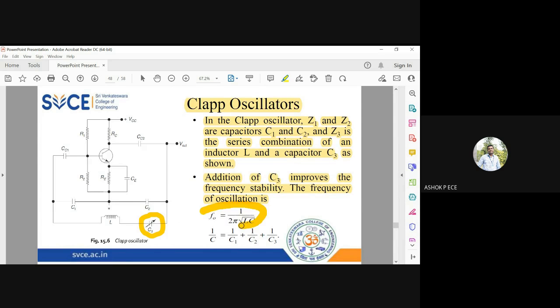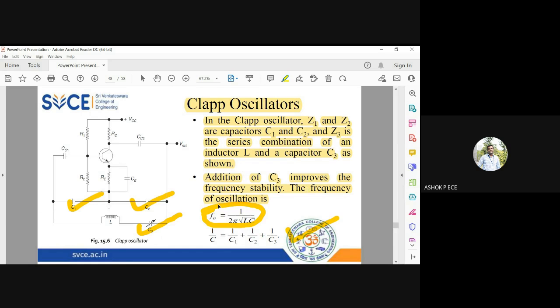f0 equal to 1 by 2 pi root of LC. But the C is the series combination of C1, C2 and C3. So all the capacitors are in series. So C is going to be the series combination of C1, C2 and C3. So 1 by C equal to 1 by C1 plus 1 by C2 plus 1 by C3.